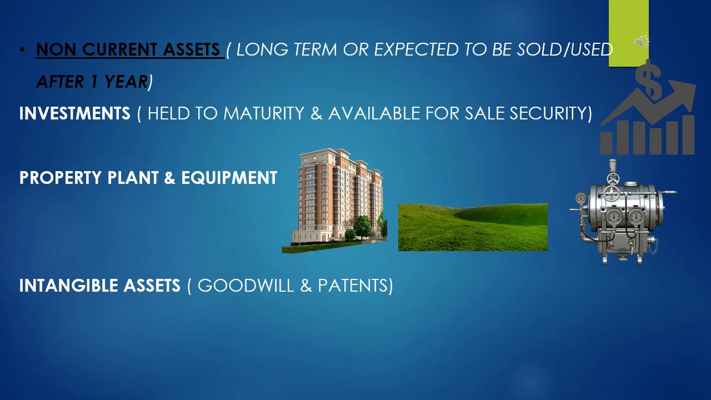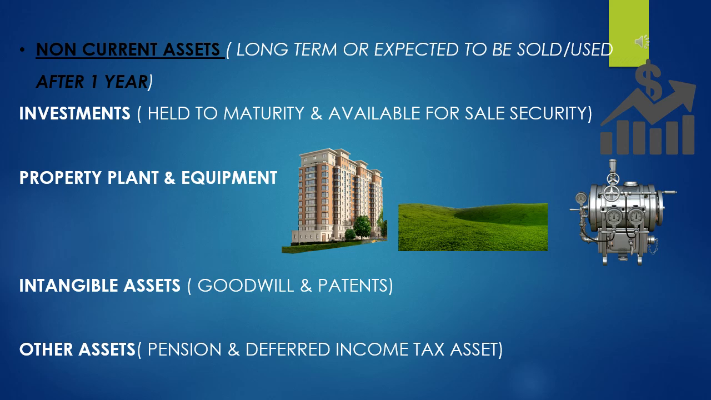I know it seems a little bit odd to understand, but we'll get into more details later about goodwill in another video. Other assets include pension and deferred income tax assets. Deferred income tax asset is basically when you've overpaid tax. So you've overpaid tax and you shouldn't have paid that much. So the next year you pay less. This is why it's considered as an asset.